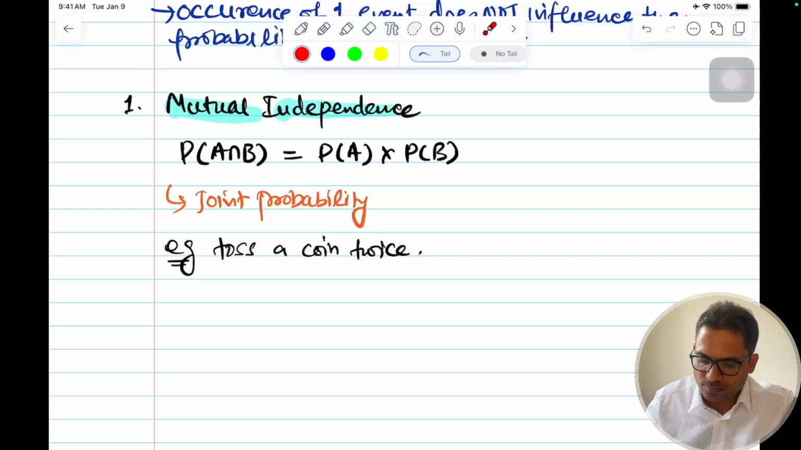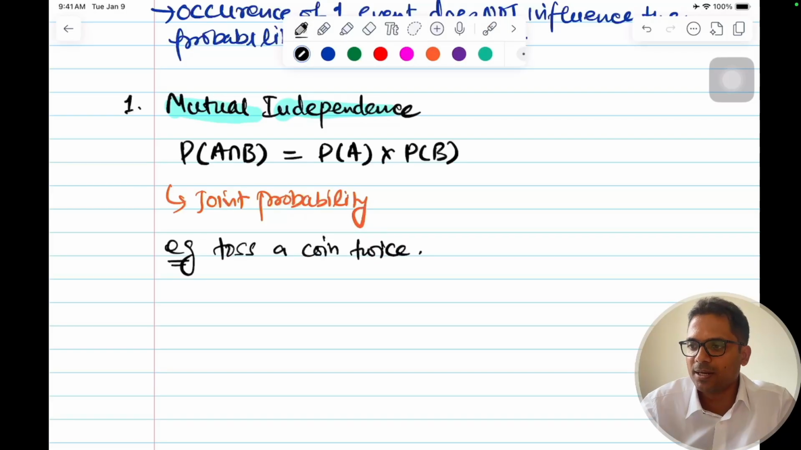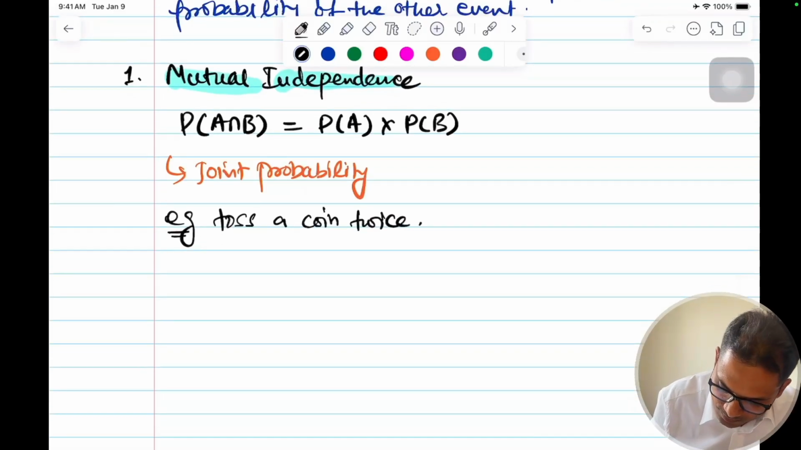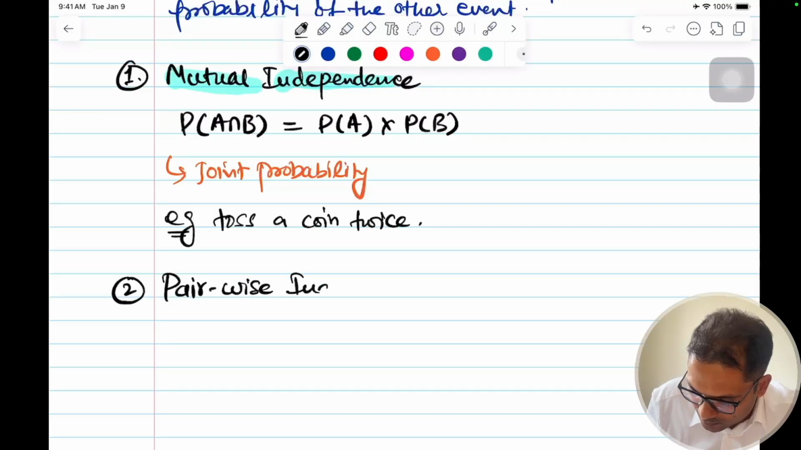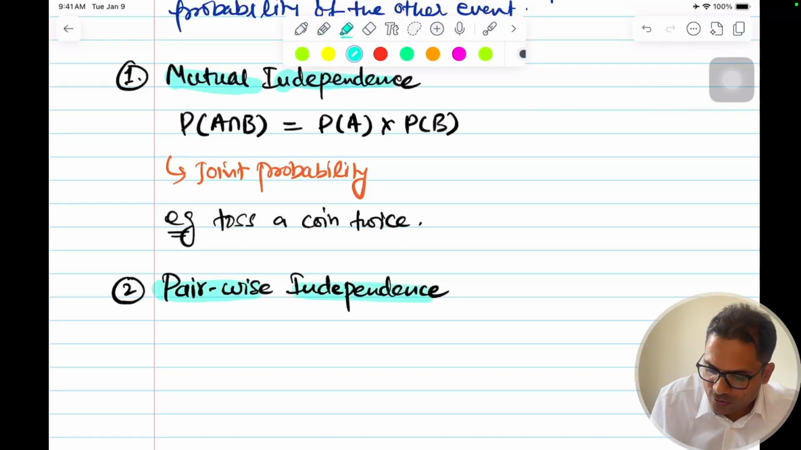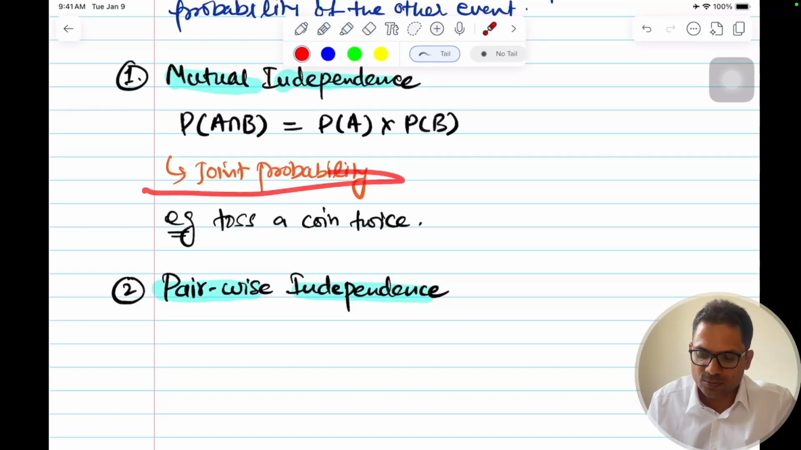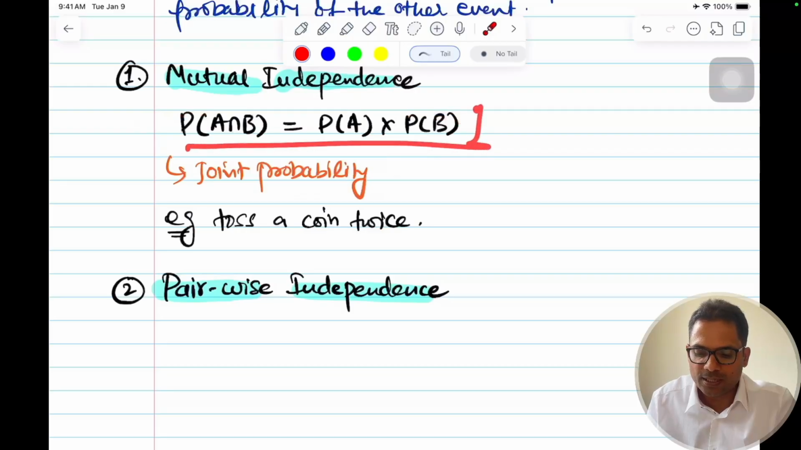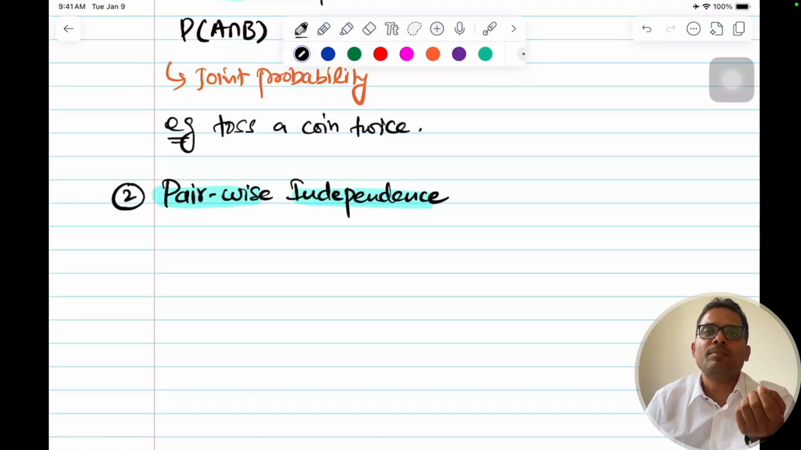We have seen this example already. This is independent. Now let's move to the second one, which is a bit different: pairwise independence. When we say independence, we mean mutual independence. So this is our mutual independence: P of A intersection B is P of A times P of B. Now for pairwise independence, let me give you an example and you will understand better.